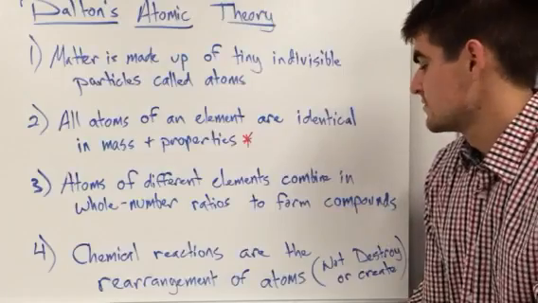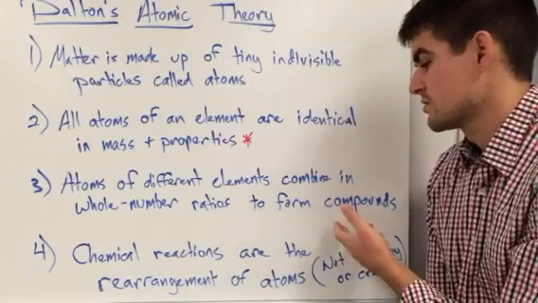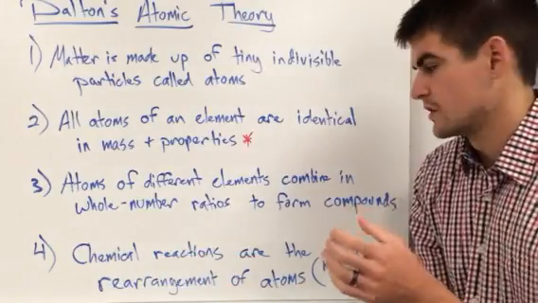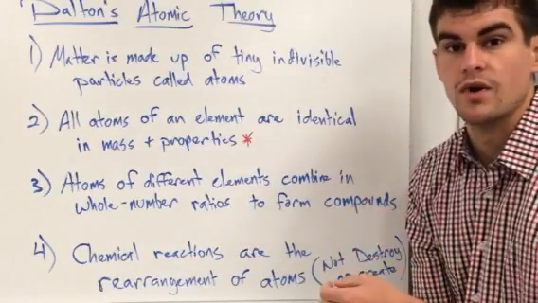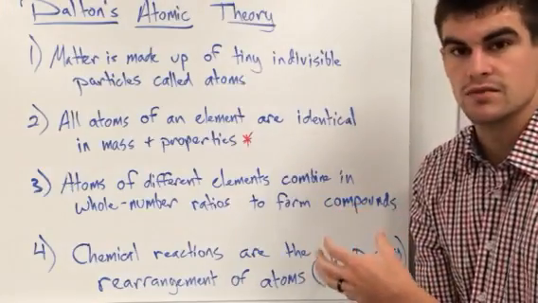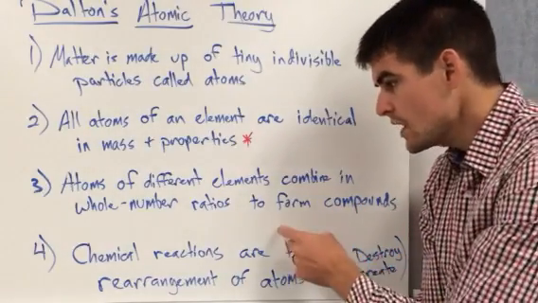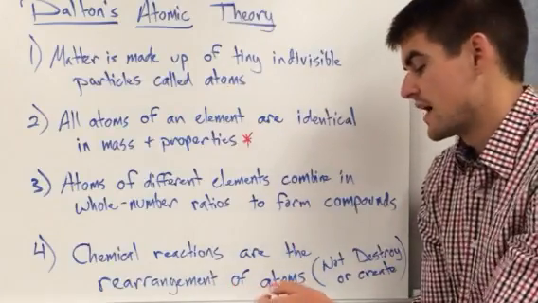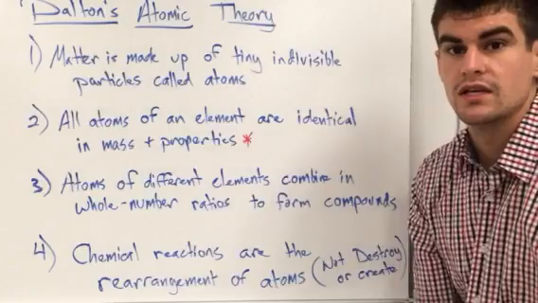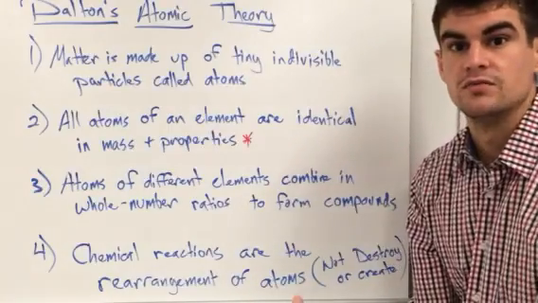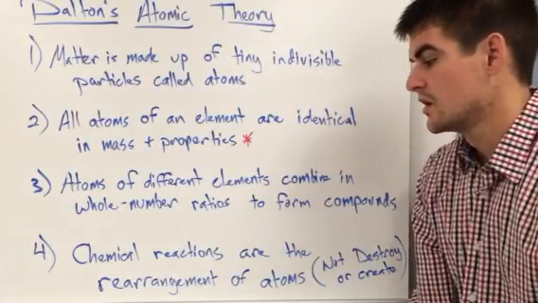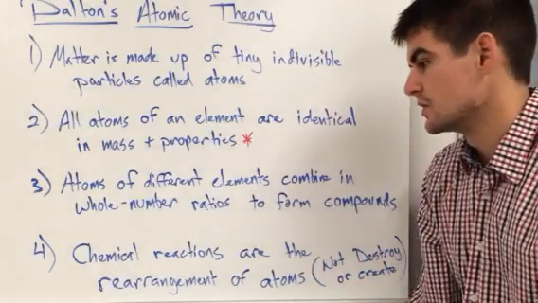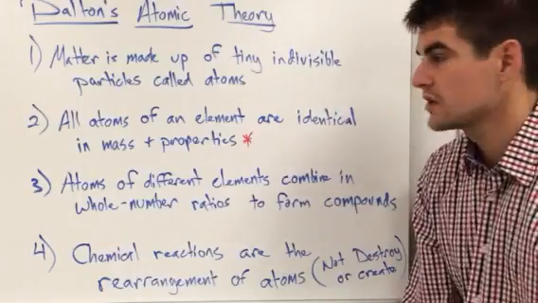The third one, atoms of different elements combine in whole number ratios to form compounds. What it means by whole number ratio is that if it's water, you have 1 oxygen, 2 hydrogen. You're not having parts of atoms come together. And then the last one, chemical reactions are the rearrangement of atoms. They're not transforming into different elements to make these other compounds. They're just rearranging, breaking bonds, forming new ones, not creating and destroying.